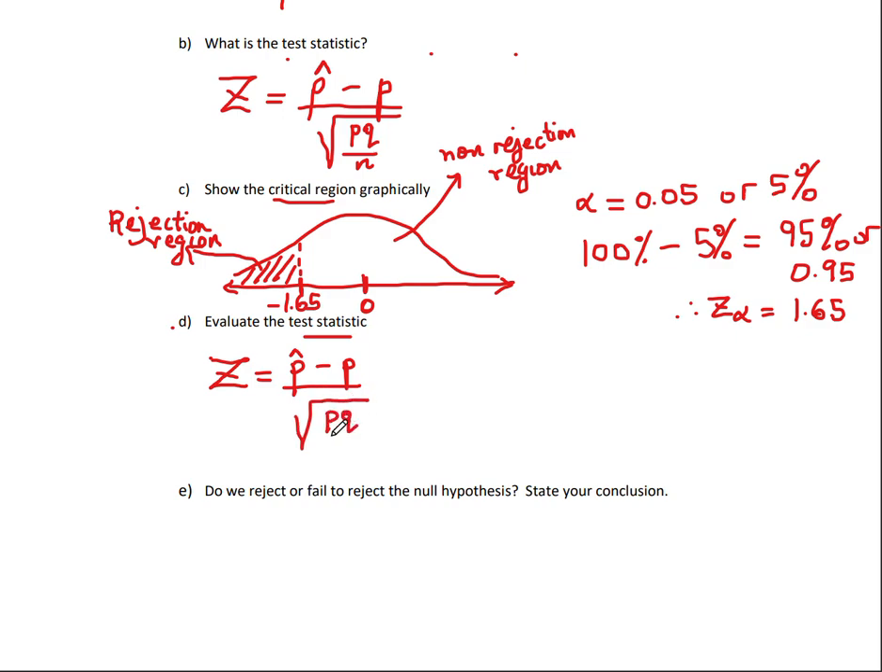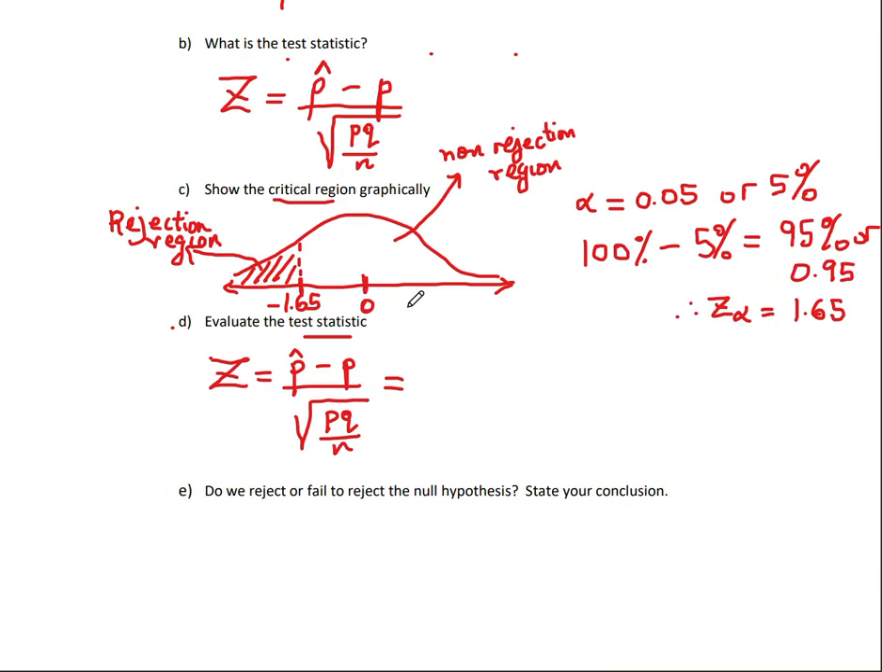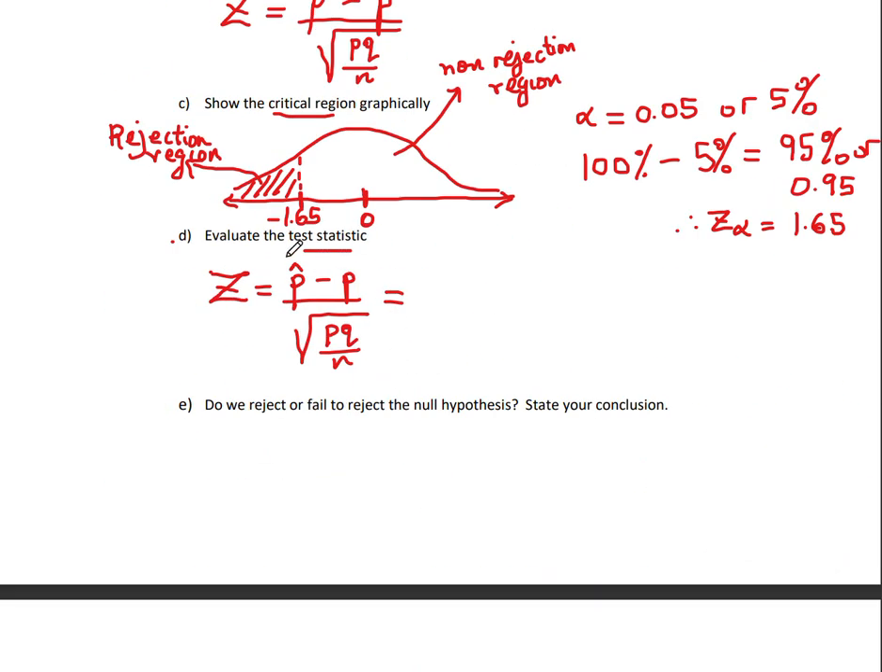And this is where we're actually going to carry out our calculation of the test statistic. Now let's go back to the question. P is the population proportion. This 80% here relates to the population, and that's the figure that is being challenged. So we know what P is: the population proportion, which is 0.8. Now we need to determine P hat. P hat is the sample proportion.